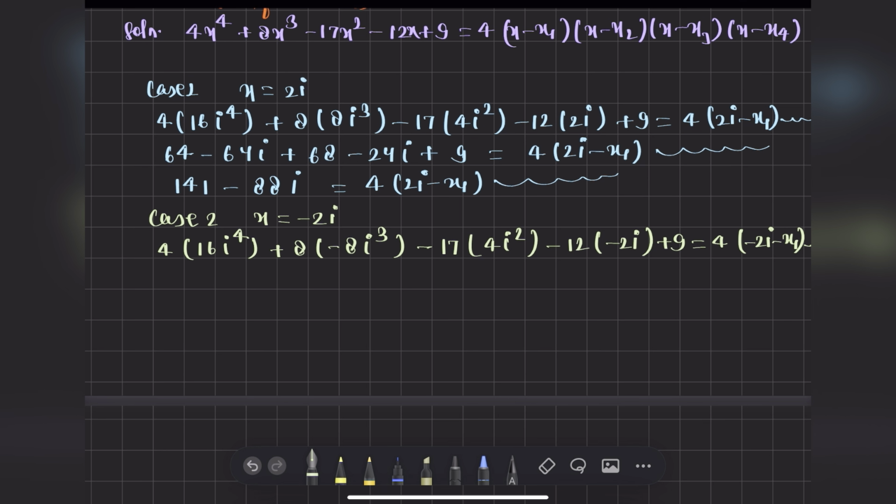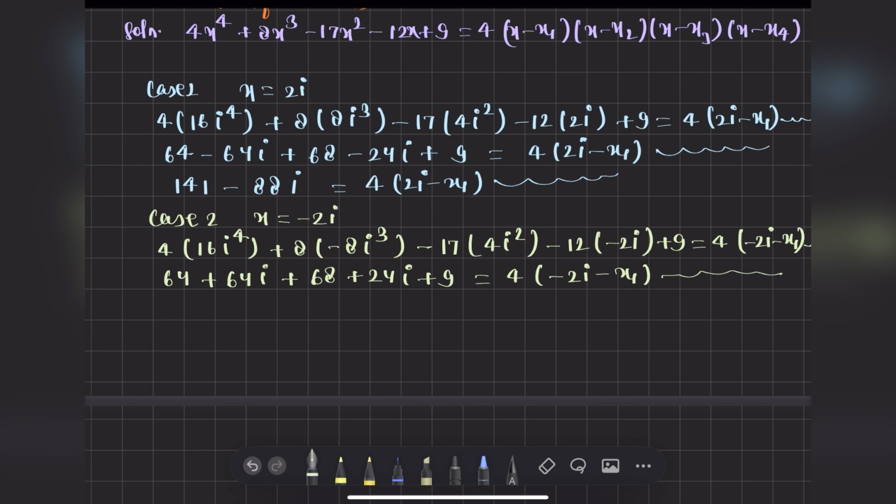Now you know that iota power 4 is 1, so it is 64. Now iota cube is minus of iota, so minus minus plus, 64 iota. Now iota square is minus 1, so minus minus plus, 68. Okay, now it is 24 iota plus 9. So 4 times minus 2 iota minus x1, and the same thing.